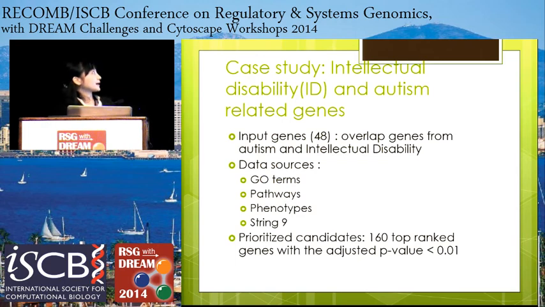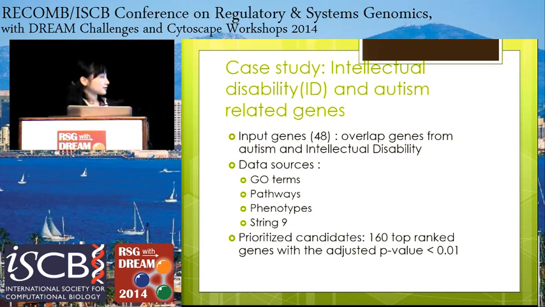And then we did a case study specifically on intellectual disability and autism-related genes. Our input here is 48 genes overlapping between these two disorders. And we use the data sources as we presented before, which work for disease in general: the GO terms, the pathway information, the phenotype information, and the underlying network of STRING 9. Note that we exclude the disease source here just to avoid any pre-bias from the disease sources. We wanted to do some novel discovery here, so we eliminated the disease source.